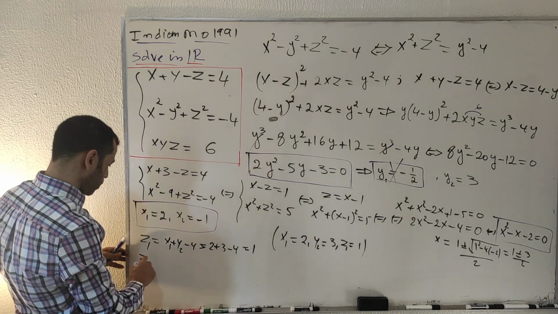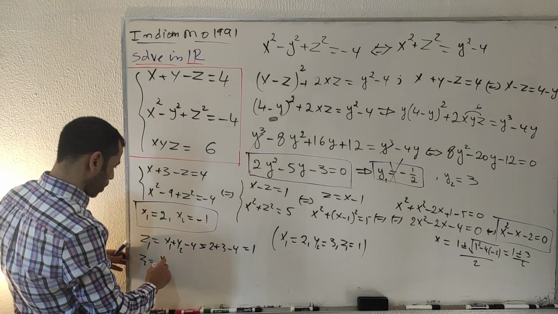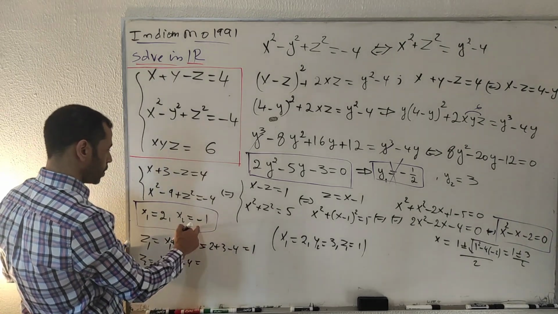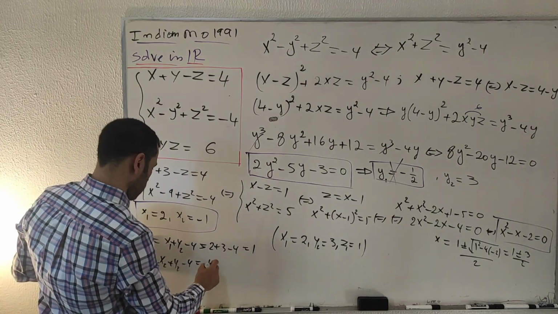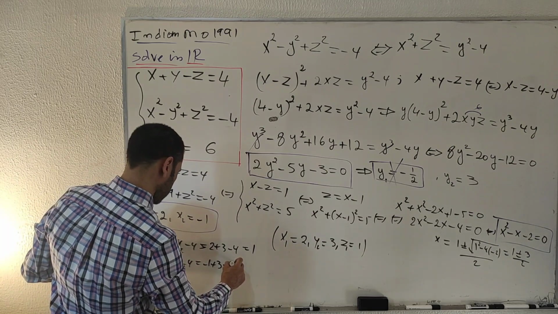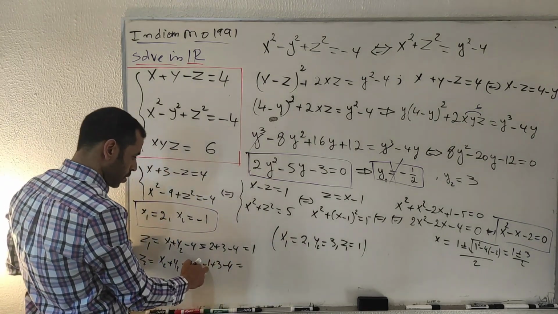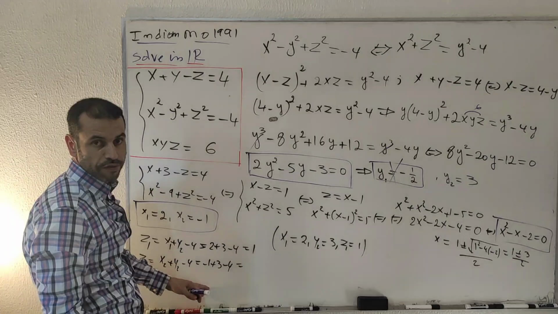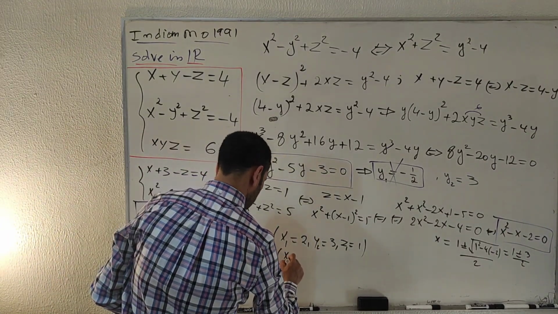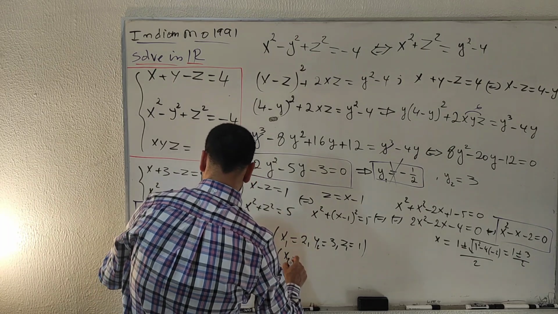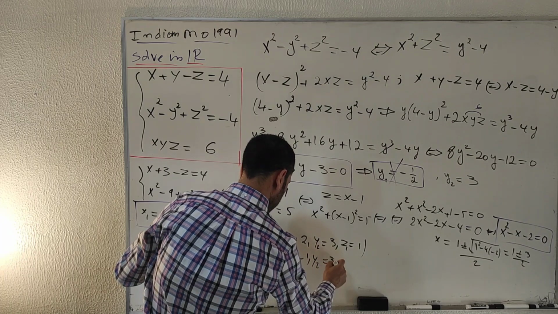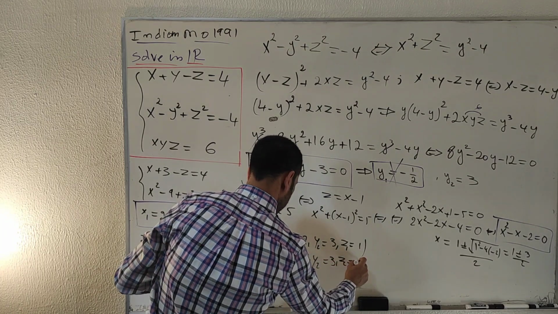Let's find the other one. z2 equals x2 plus y2 minus 4. x2 is replaced with minus 1, and y2 with the same value, 3, minus 4. This gives minus 1 minus 4, which is minus 5, and minus 5 plus 3, which is minus 2. Here is the second pair of the solution: x2 equals minus 1, y2 equals 3, z2 equals minus 2.